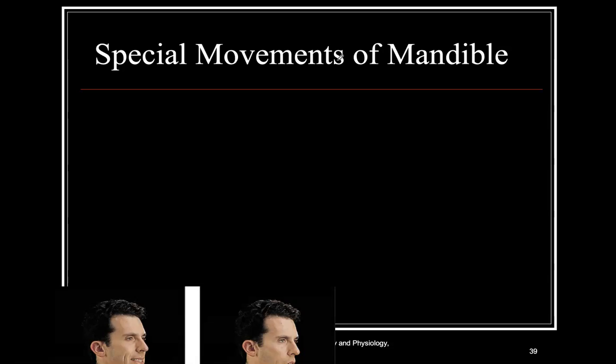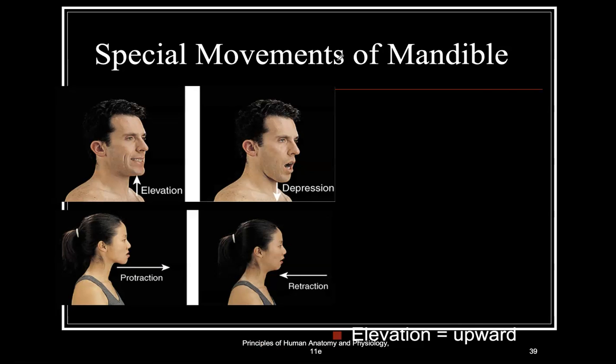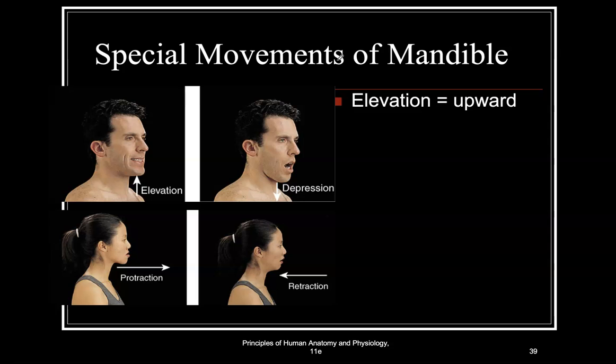We just say rotation. Okay, extra special movements. So movement of the mandible. Obviously, this one's an easy one. Elevation, pulling it up. Depression, pulling your mandible down. So just think it all has to do with your mandible. What's happening with your mandible? Pulling it up is elevation. Pushing it down is depression.